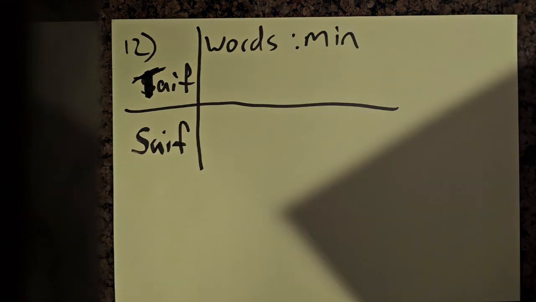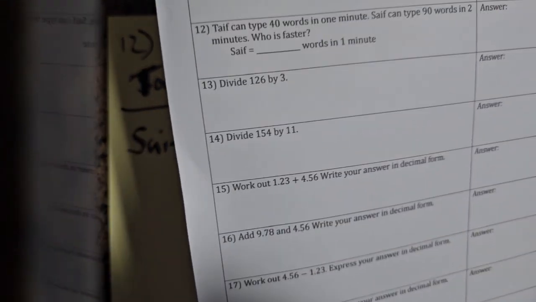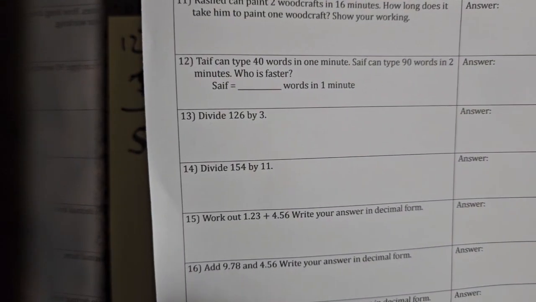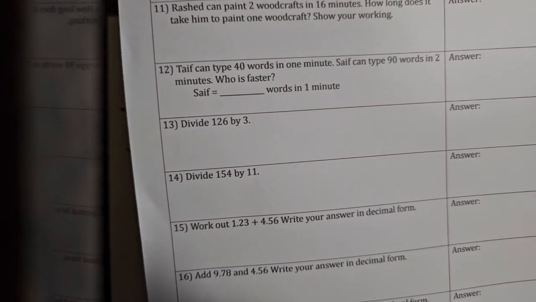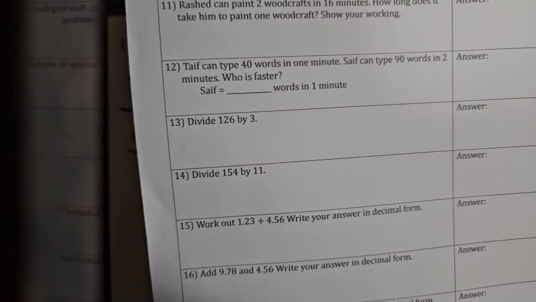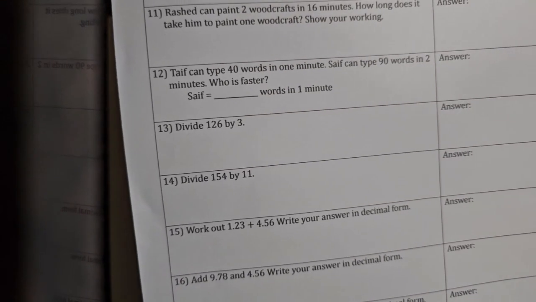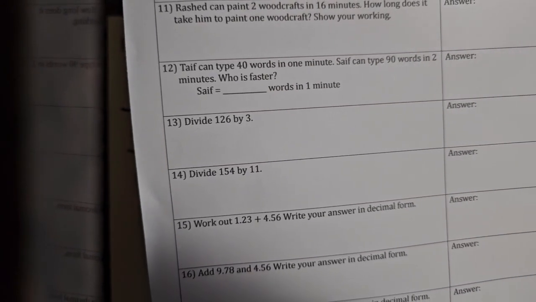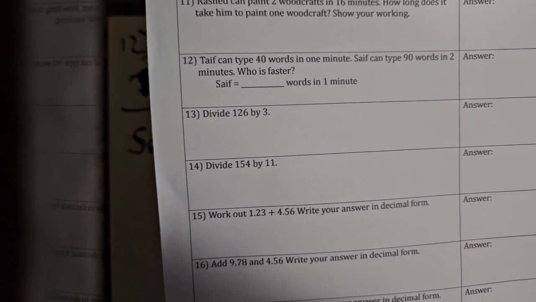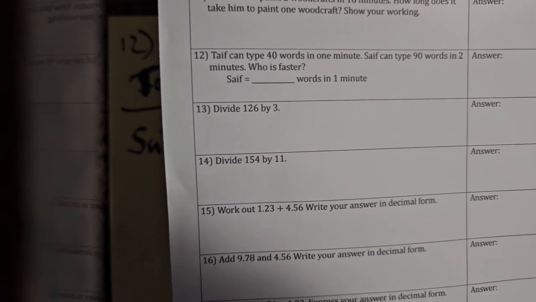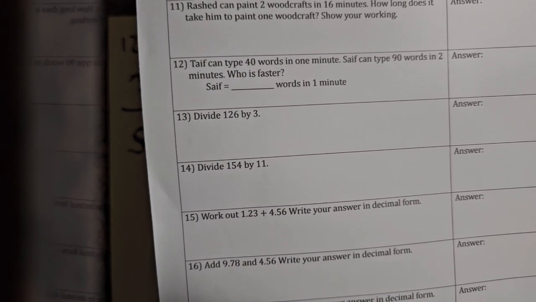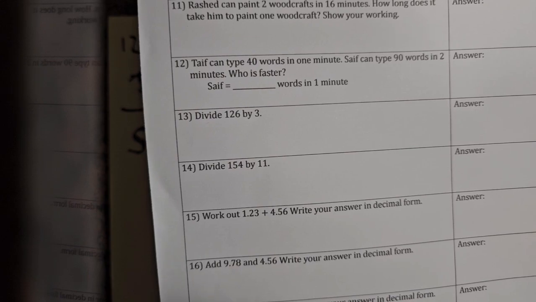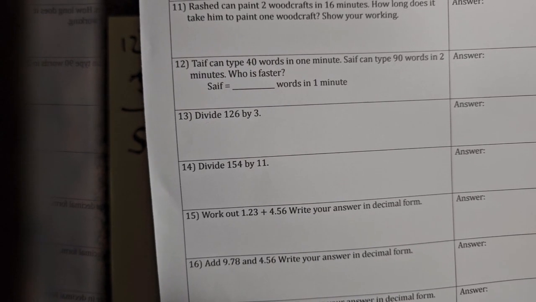Alright, so in question 12, Dave can type 40 words in 1 minute. Saif can type 90 words in 2 minutes. Who is faster? So this question is about unit rate. So we said unit rate is when we're writing a ratio in terms of 1 of something. Okay, so basically it's just comparing. Now, the first one is already given to us in unit rate. They say Dave can type 40 words in 1 minute. Okay, so we're going to write that in.